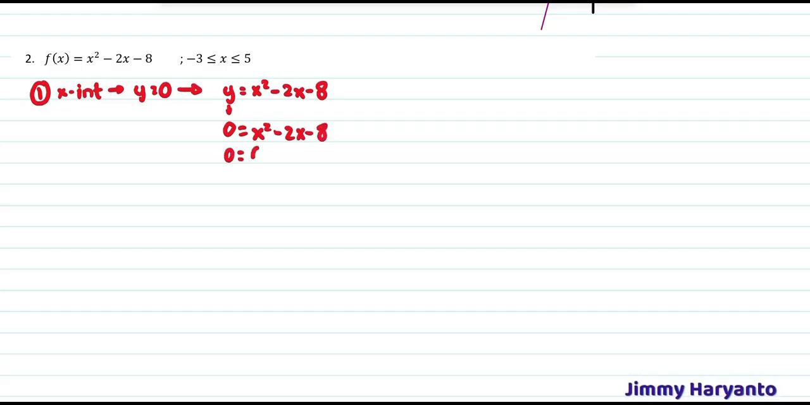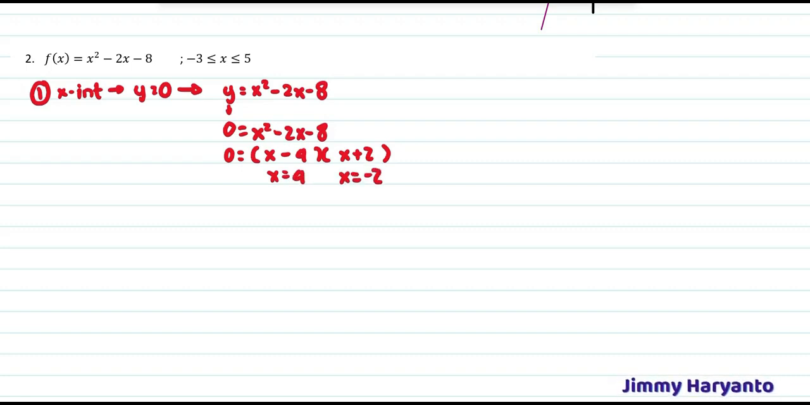And because this is a quadratic, that means to find the value of x, you have to factorize. I will factorize it for you like this, yeah, and then x equals 4, x equals negative 2. If you cannot factorize the quadratics, you can ask me later in the class. I will teach you privately. And then from this result, we already have 4, 0 as the first x-intercept and negative 2, 0 as the second x-intercept.